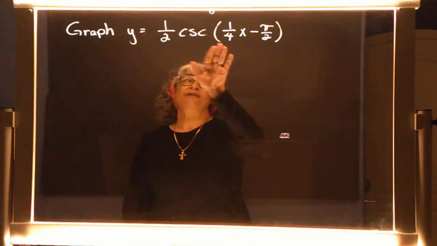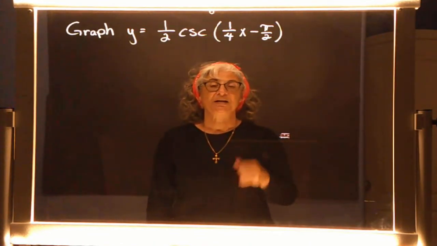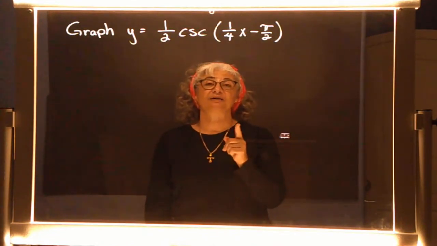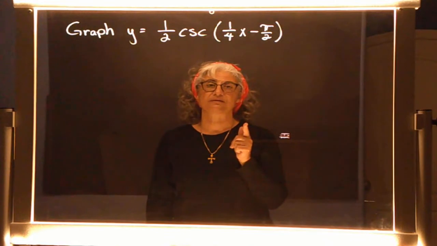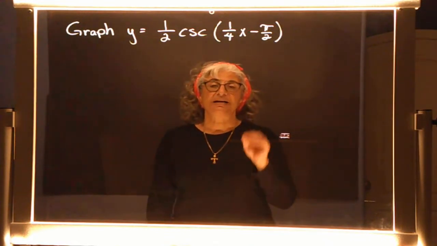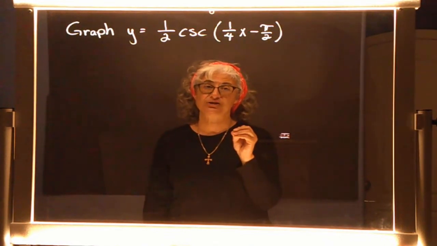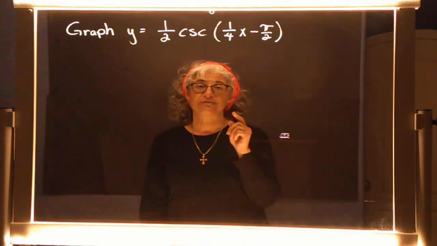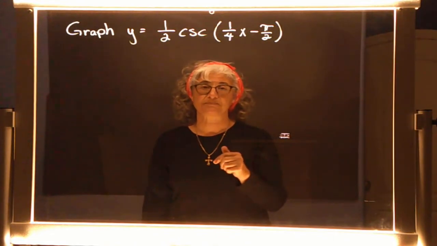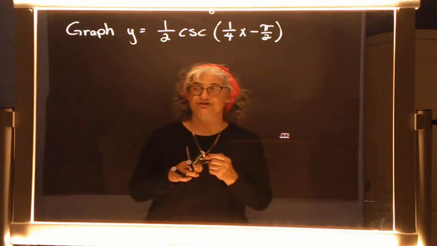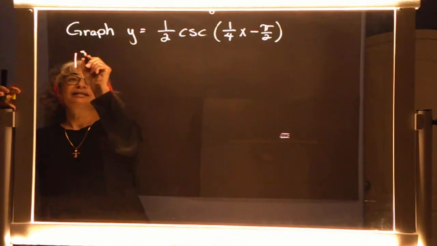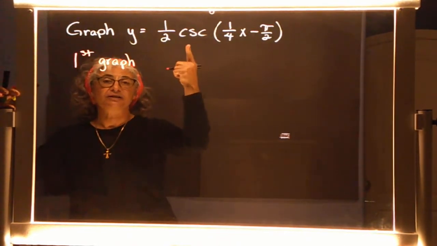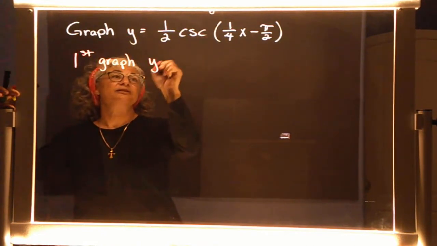Okay, so let's look at graphing this cosecant function. Now, here's the thing. Remember what we said. If we knew what the graph of sine was, because sine's the reciprocal of cosecant, if I know what the graph of the sine function looks like, then I actually can find very easily the graph of the cosecant function, couldn't I? So here's my suggestion. You first graph the sine function, because sine is the reciprocal of cosecant.